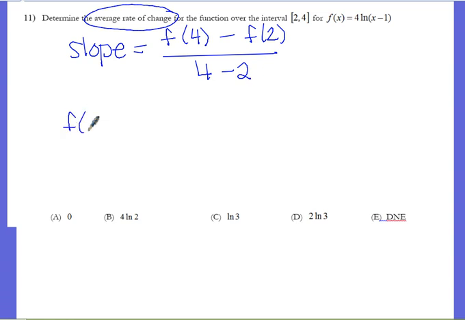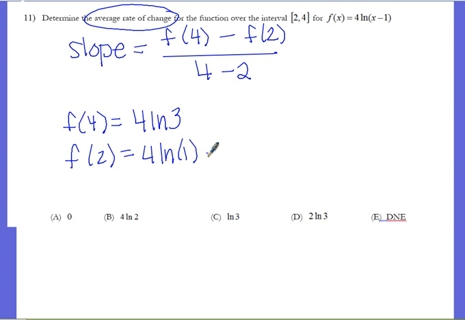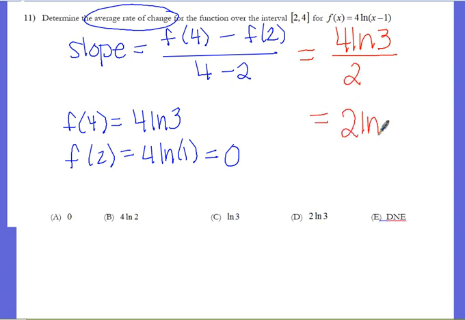So let's just double check. F of 4 would be 4 ln of 3. F of 2 would be 4 ln of 1. The ln of 1 is 0, therefore this one's 0. Now that I have those values, I'll come back up here. I get 4 ln of 3. F of 2 was 0, so I'm not going to even bother writing it. Divided by 2, therefore I get 2 ln of 3.